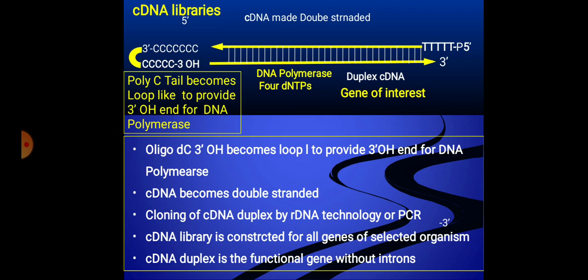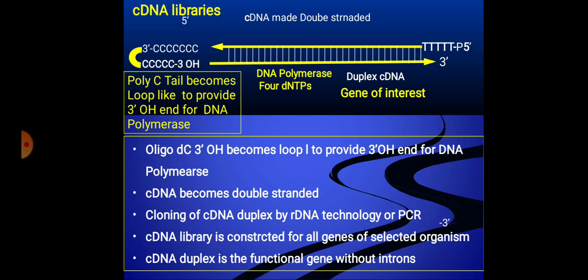Then, after the complete synthesis of the new DNA strand, the loop is cut. DNA is made double-stranded. Then this double-stranded cDNA is added with palindromic sequences at the 3' end as well as at the 5' end. Then it is ready for cloning by rDNA technology.